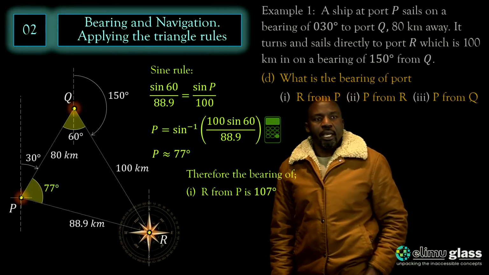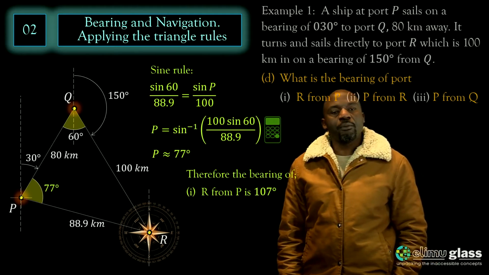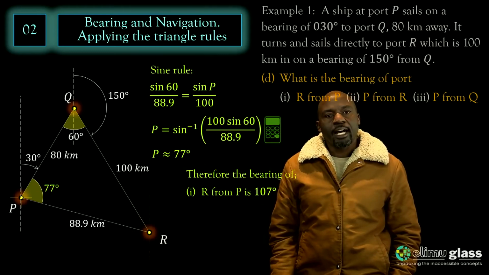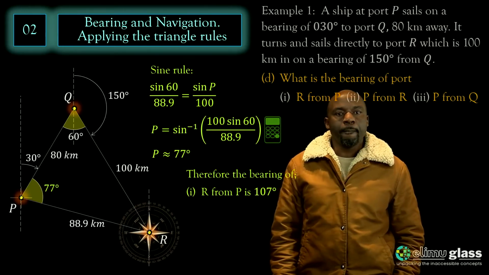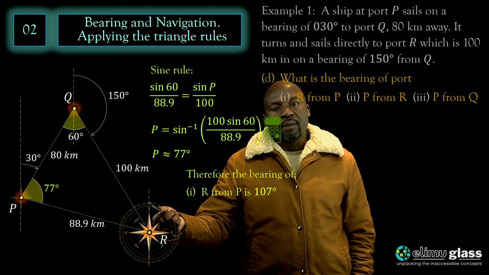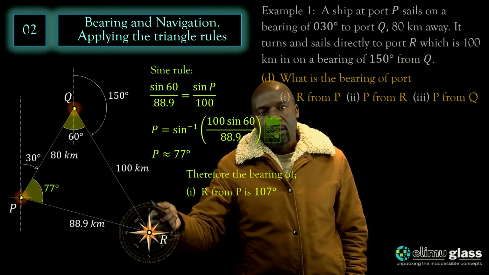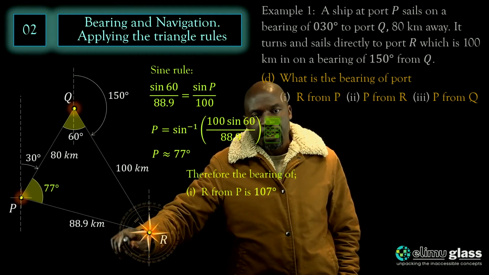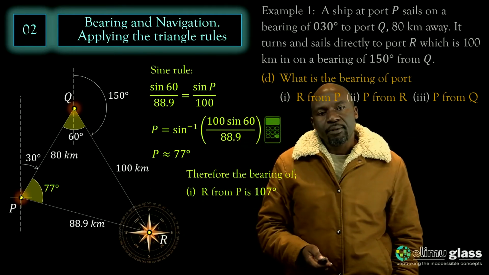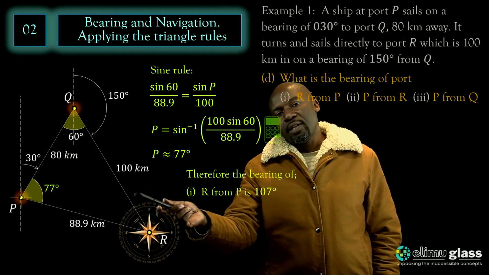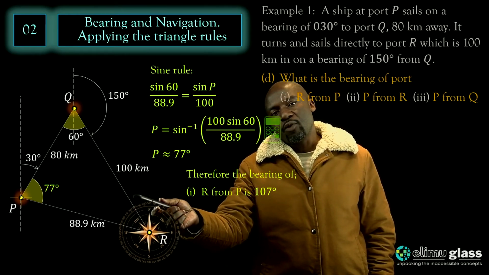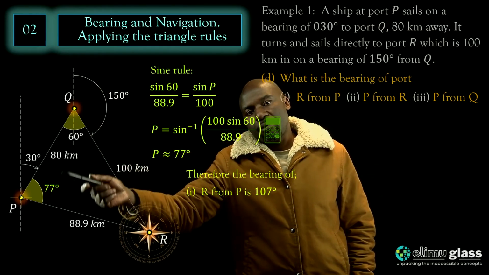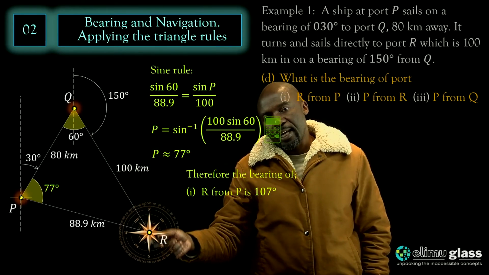Part B is what's the bearing of P from R. So now we go to R. We place our compass at R there. What we are looking for is the bearing of P from here. So this is our true north here, and we want the whole angle all the way to that point. To do that, we need to know this angle here, and we know it because by the alternate angle rule, that dotted line is parallel to this dotted line.